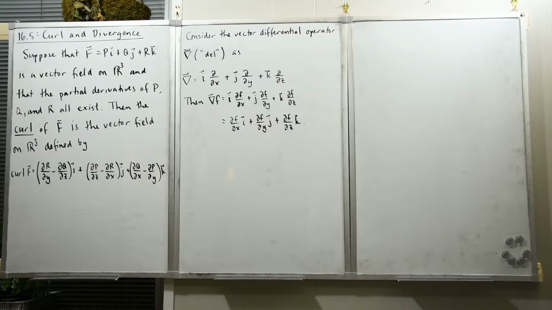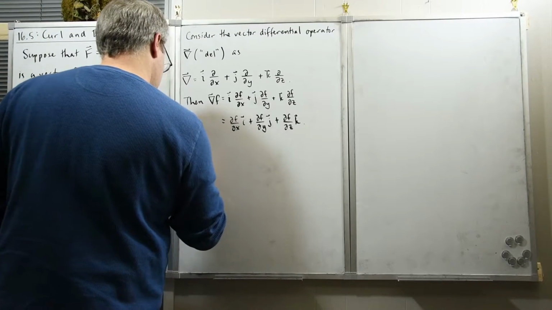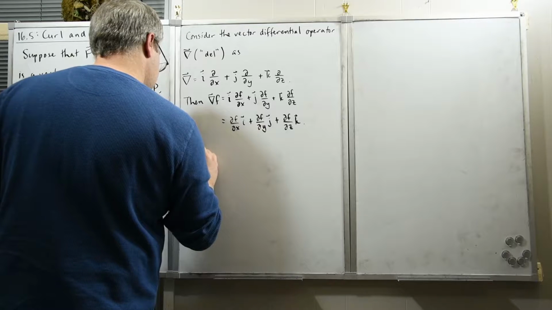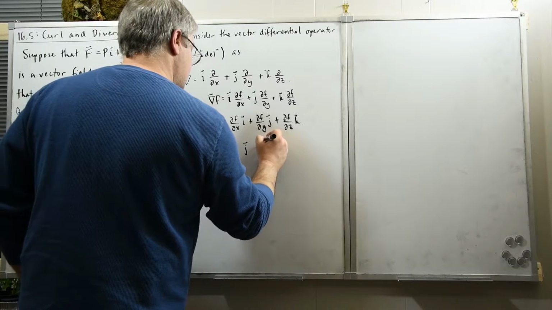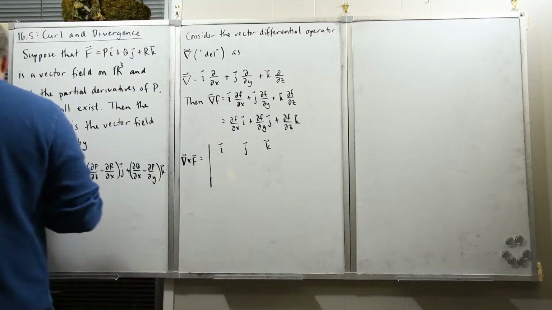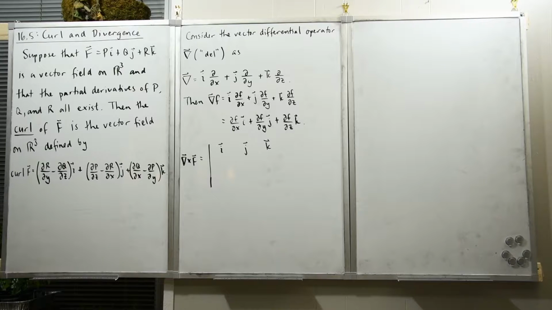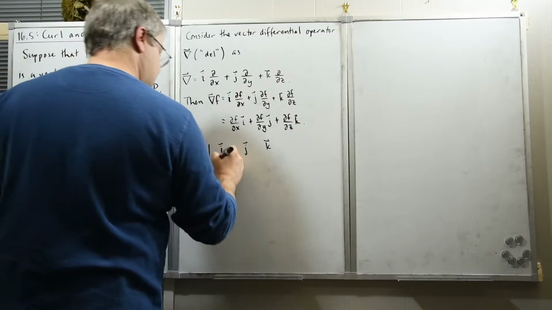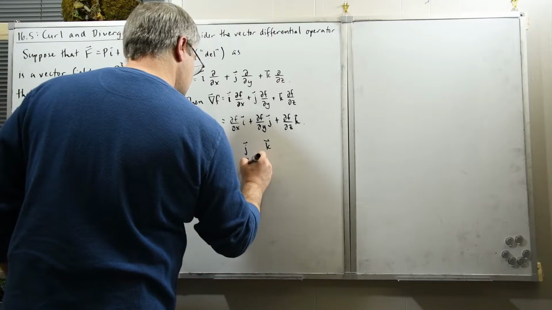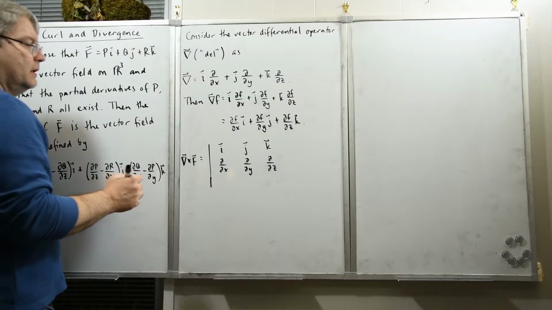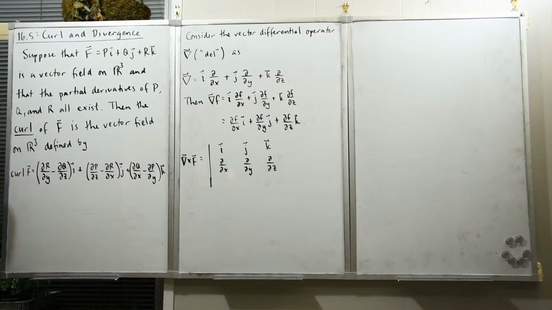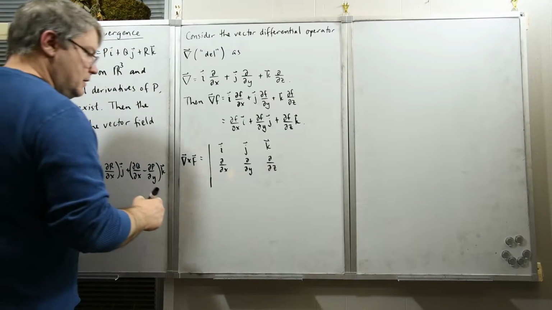So if you think about the cross product of del with, let's say, this vector field F, we can do our determinant form here, where we'll have the I, J, and K on the top. And then we'll have partial with respect to x, partial with respect to y, partial with respect to z in the middle. And then the vector field F has components P, Q, and R. So those go along the bottom.